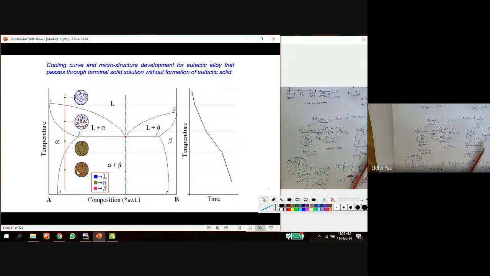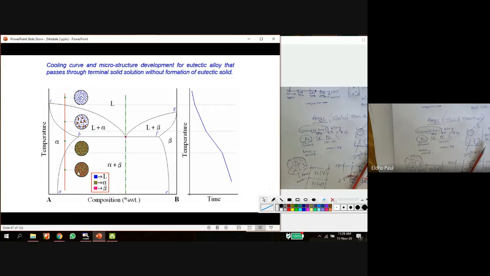See, this is the microstructure for alpha plus beta. Here we can see the brown color alpha. This brown color is alpha and beta is the pink color. So these pink beta particles are dispersed inside this alpha solid solution.